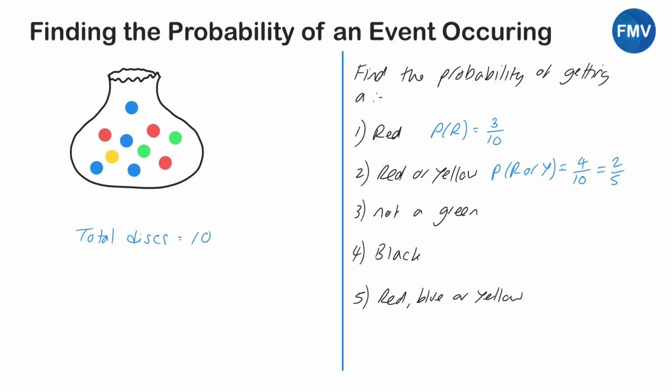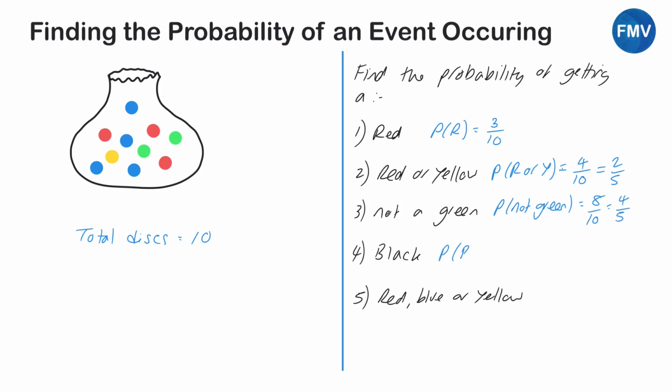Now, this next question, what is the chance of not getting a green? So you're going to count everything except the greens. So we know there are 10 and there are two greens. That means there should be 8 left. 1, 2, 3, 4, 5, 6, 7, 8. That's correct. So the chance of not getting green is equal to 8 out of 10, which simplifies to 4 over 5.